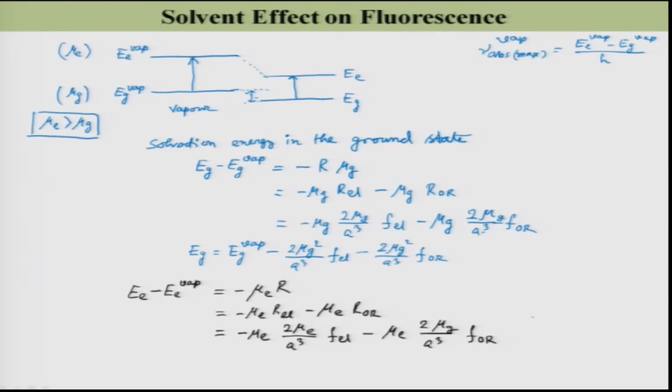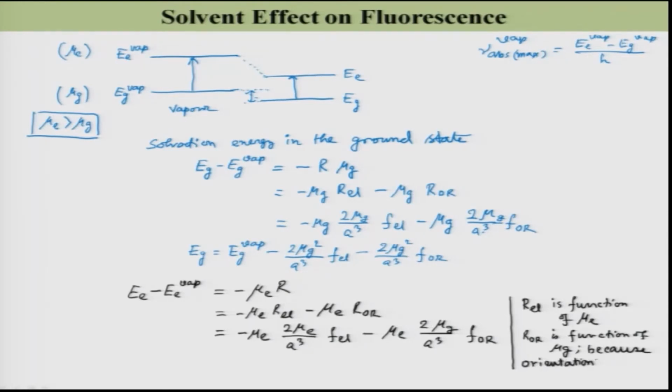So, in this case R_EL is a function of mu_E, but R_OR is a function of mu_G, because orientational polarization is slow, right. Okay. So, then the rest of the part is simple.